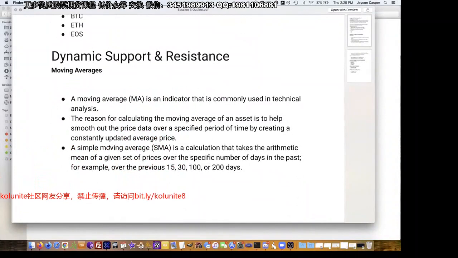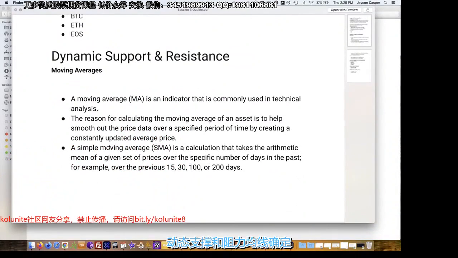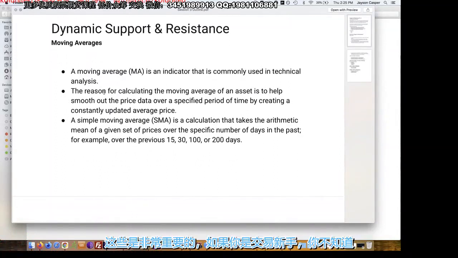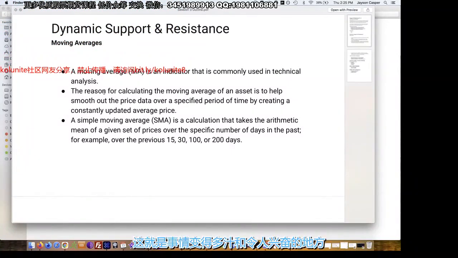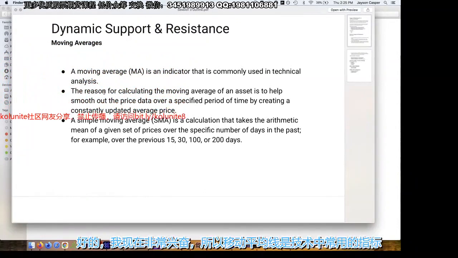All right, dynamic support and resistance, moving averages. Okay, these are super important, and if you're new to trading and you don't know what moving averages are, I think you're really going to enjoy this information. This is where things get juicy and exciting. Okay, I'm very excited right now.